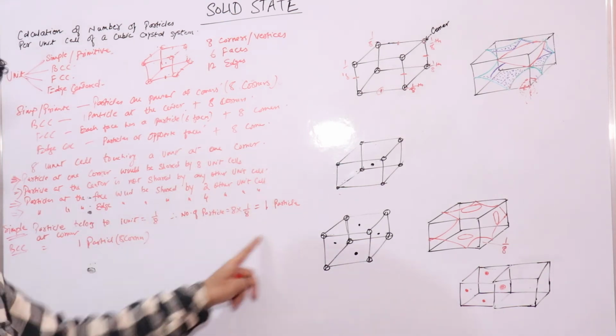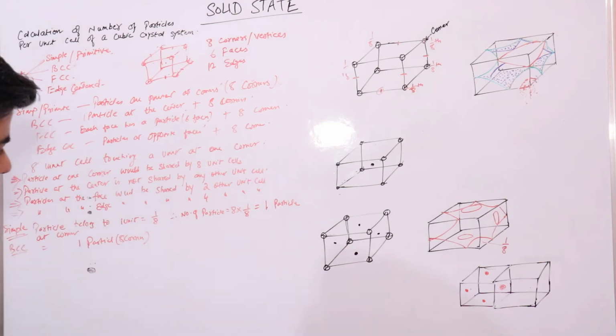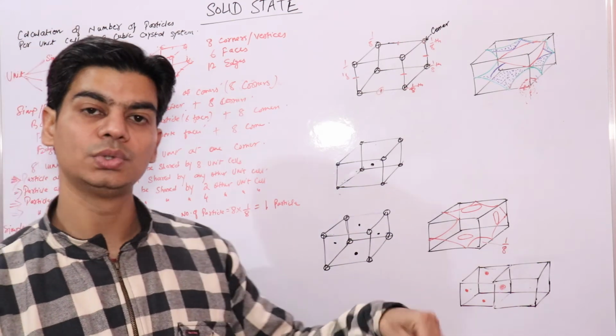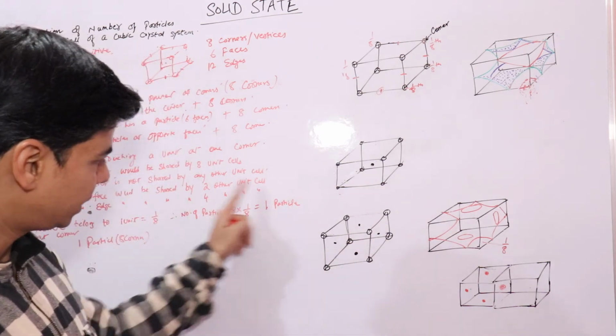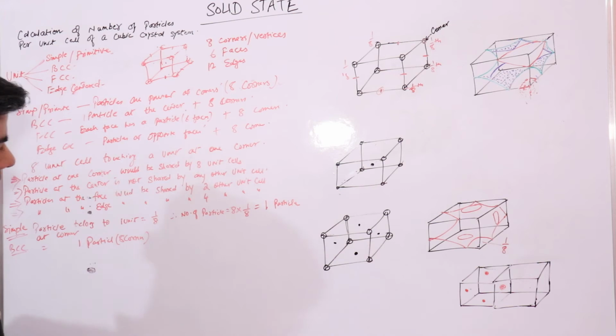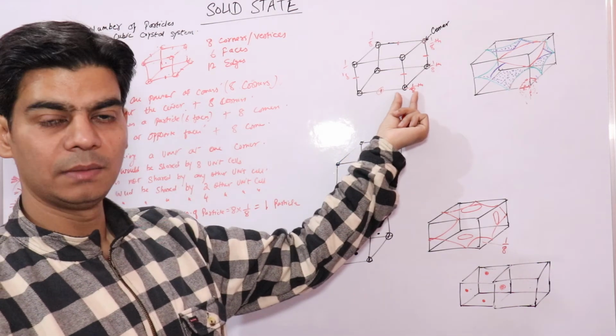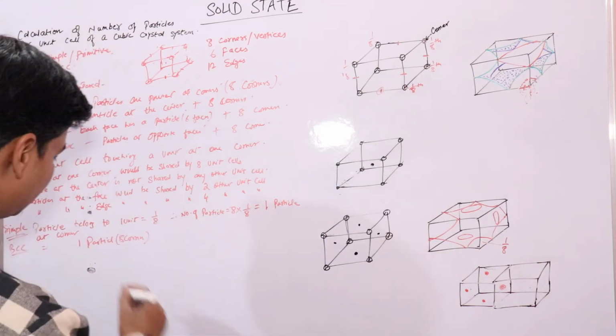Same mathematics would be applied here, right? So if this kind of question is asked, if they say show using calculation, you have to write this calculation here and explain that 1/8 of this particle belongs to this unit cell. You have to give the explanation as well.